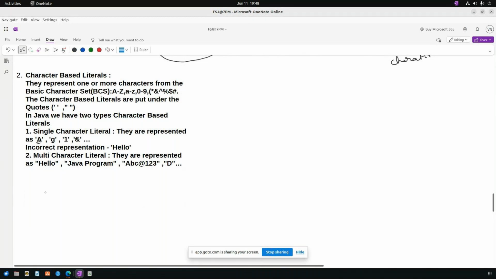Next, we will talk about Boolean literals. Boolean literals are the literals that represent true or false, only two values. The representation of true and false values. So what are they? They are true and false.